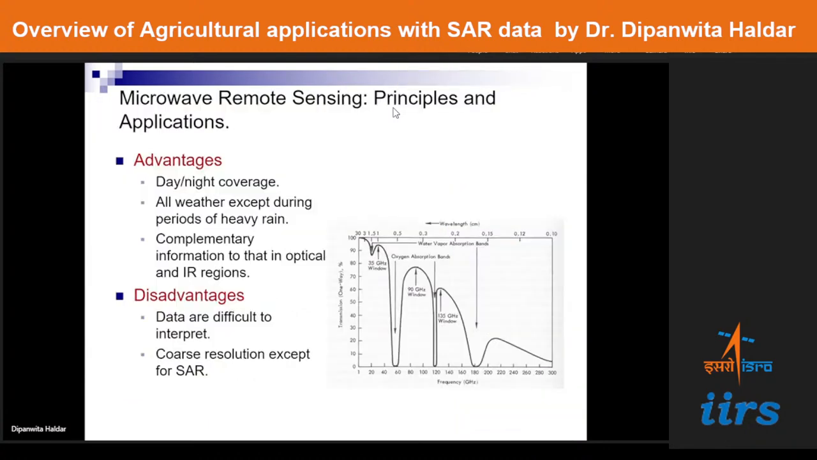Now, a few questions may come to your mind at the beginning of this class: what are the advantages actually? Why should we go for microwave remote sensing? First of all, I told you that cloud cover is a major issue, particularly in the kharif crop season from June to September. Cloud-free optical data is rarely available, or it is very minimal. None of the days is totally cloud-free. And if day and night coverage is required, this is possible with microwave remote sensing.